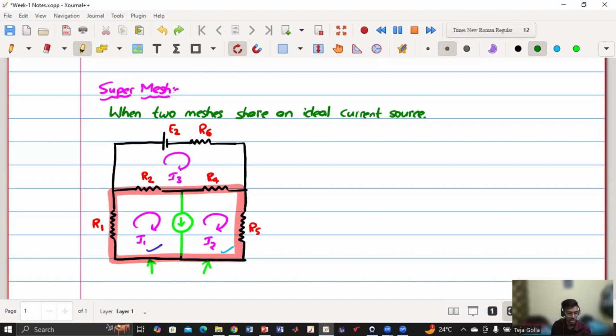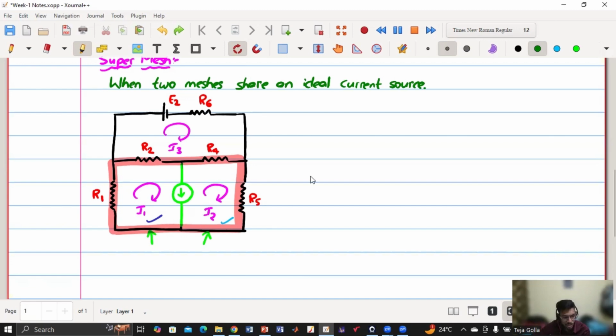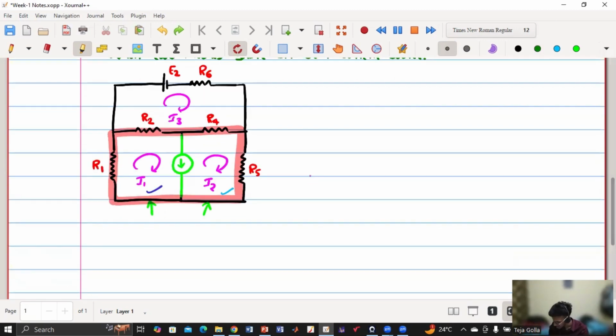outer mesh. So this is not applicable to any two random meshes. This is applicable only when you are having a common current source between those two meshes. And once you combine both the meshes and consider that mesh outside, then this is called super mesh. So the idea is I have three equations. Sorry, I have three unknowns, which means I have to get three equations.